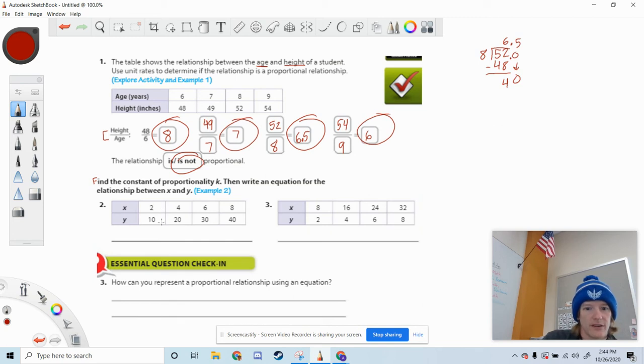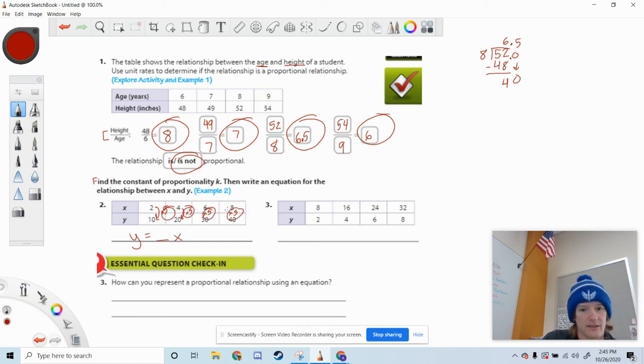So we need to find out, what are we multiplying by? From x to y, what are we multiplying by? From here to here, I can see that's times 5. Well, let's see. What's 4 times 5? Is that 20? Yes, it is. 6 times 5 is 30. 8 times 5 is 40. So my equation is going to be y equals blank x, where blank is that number that happens constantly.